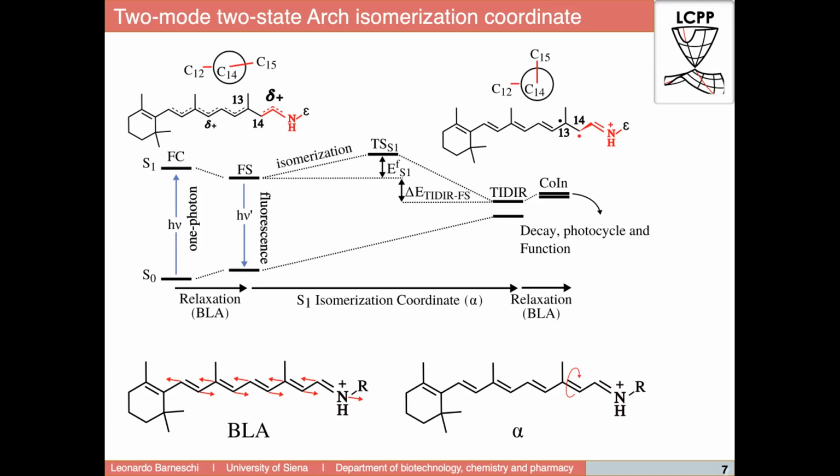And so in this particular class of rhodopsin, the 2 main geometrical modes that we are interested in are the bond length alternation and the torsion, that's the torsion along the C13-C14 dihedral that drives all-trans to 13-cis isomerization.